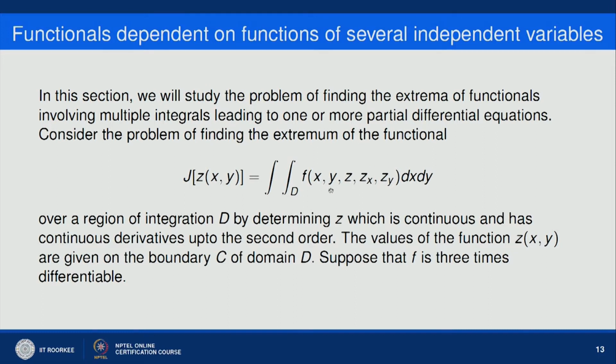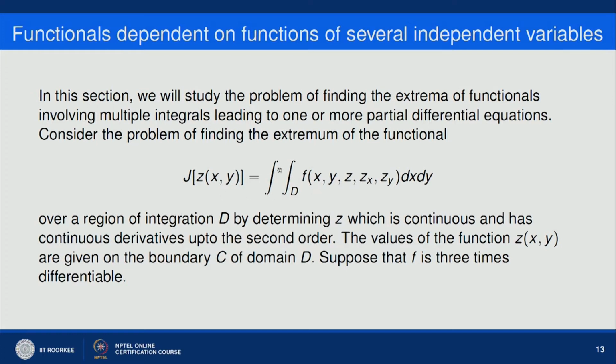Please remember, the minimizer of this functional is z of x, y, which is not a curve but a surface. So far we have discussed the cases where the minimizer of a functional is only a curve, but here we want to find the minimizer, or extremizer, of a functional which is nothing but a surface in place of a curve.